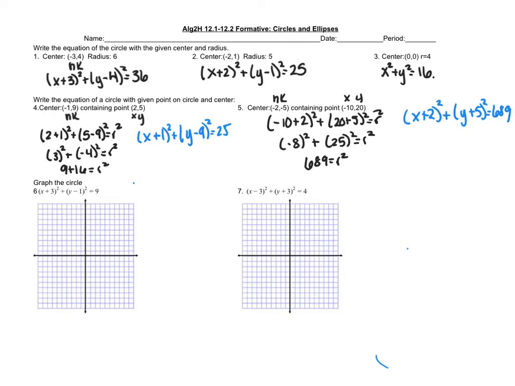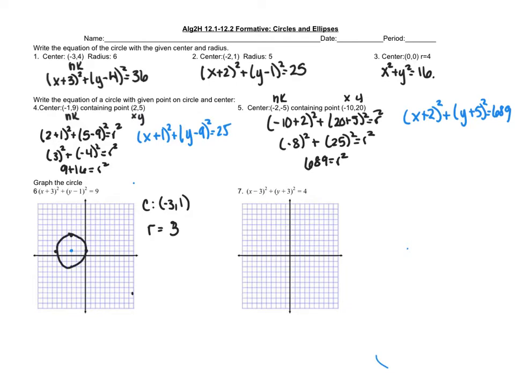All right, let's graph this circle. So my center is going to be at negative 3, 1. My radius is 3. So negative 1, 2, 3. I'm going to go up 3: 1, 2, 3. To the left 1, 2, 3. To the right 1, 2, 3. And 1, 2, 3 down.